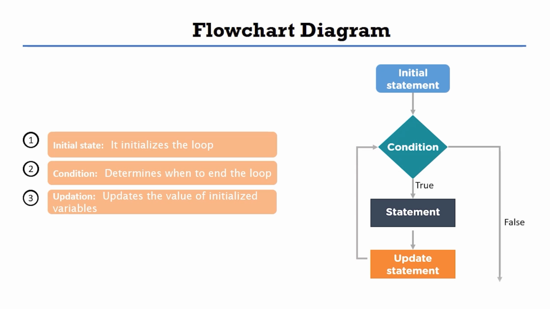Now after that, there is a condition. Now if the condition is true, the loop will continue. Otherwise, the loop will end and the execution will jump to the statements that are just after the loop body. And at last, there is updation. Once the loop body has been executed, the control jumps to the increment or decrement. After that, again, the condition is evaluated. If it's true, the loop body is executed and this continues.